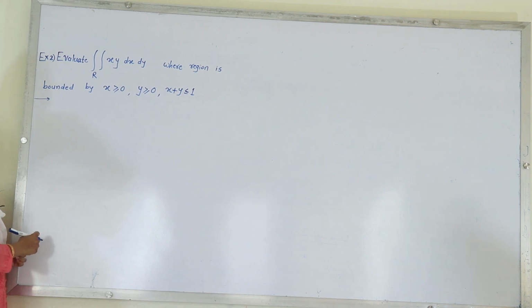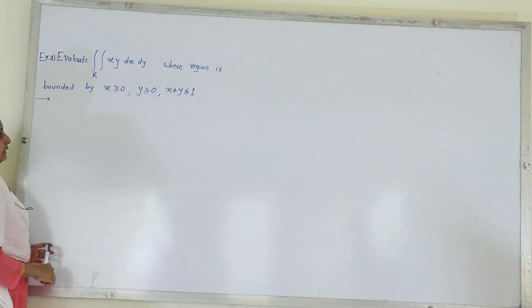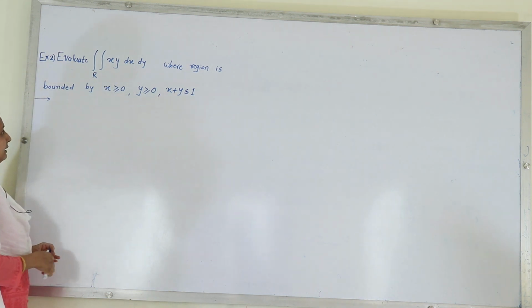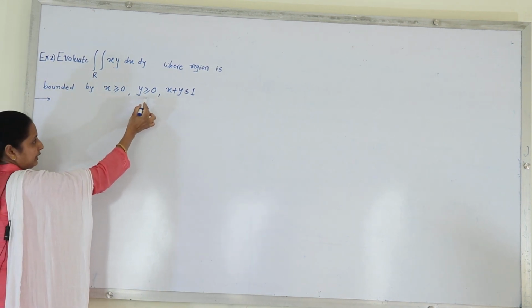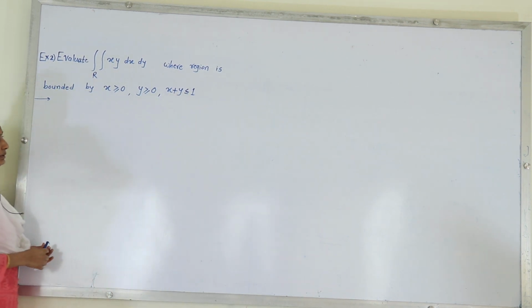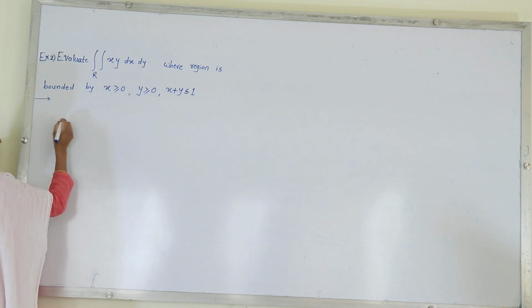Now, second example, when limits are not given. Evaluate the double integration of xy dx dy, where the region is bounded by x greater than or equal to 0, y greater than or equal to 0, and x plus y less than or equal to 1. First we have to find the region of double integration.